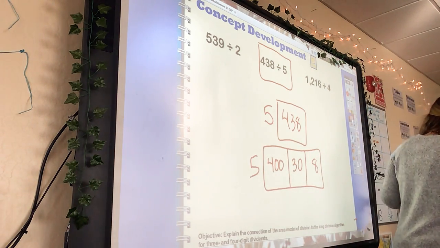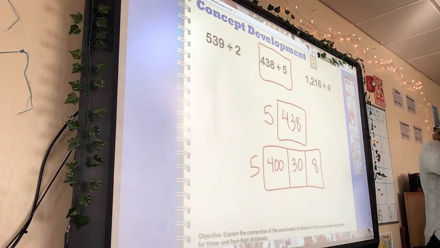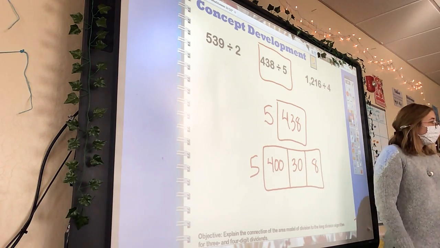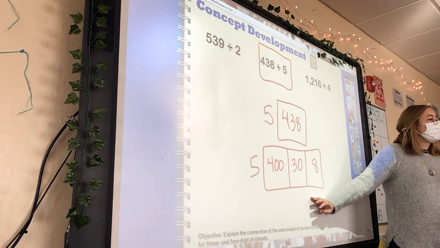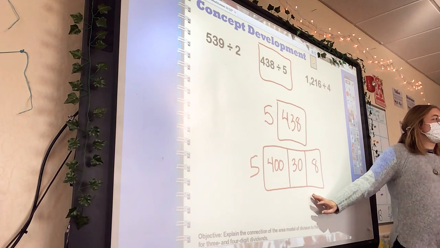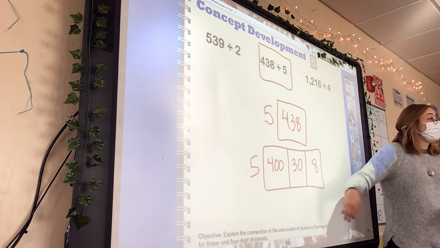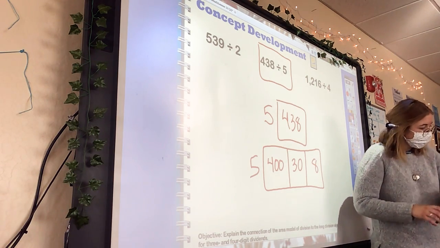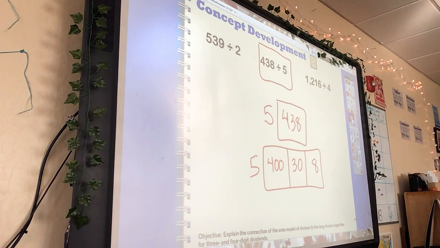I'm going to give you 1 minute to work with your elbow partner to divide each of these boxes by 5. Hold on, friends, really quick. Is 8 evenly divisible by 5? No. So are you going to have a remainder? Yes. Okay. Ready? Go. Work together. This divides 400 by 5.